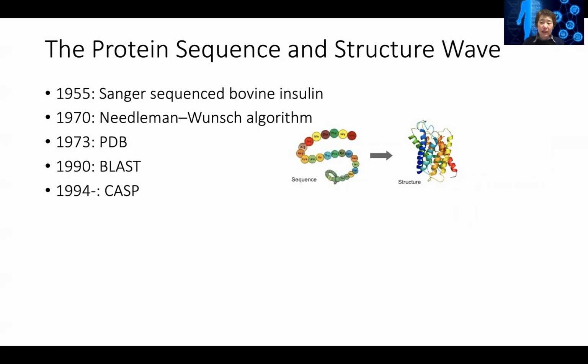Around the early 1990s, many groups started working on this problem, and they would publish an algorithm saying, my new method is the best. They showed some examples where they could do a really good job in predicting protein structure. But all these algorithms were claiming themselves to be the best. So in 1994, a competition called Critical Assessment of Structure Prediction was established.